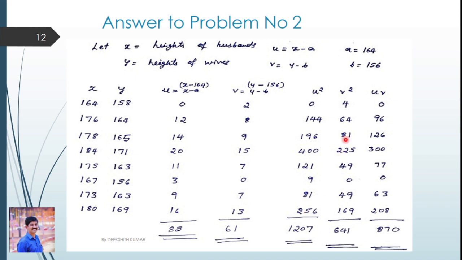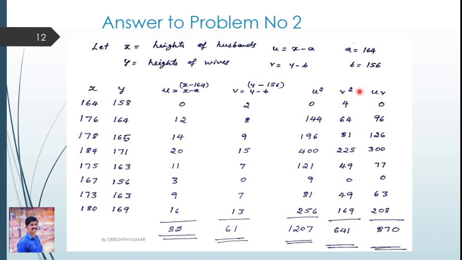Similarly, v square, that is v into v. 2 into 2 is equal to 4. 8 into 8 is equal to 64. 9 into 9 is equal to 81. 15 into 15 is equal to 225. 7 into 7 is equal to 49. 0 into 0 is equal to 0. 7 into 7 is equal to 49. 13 into 13 is equal to 169.